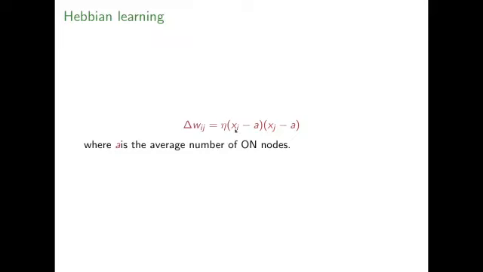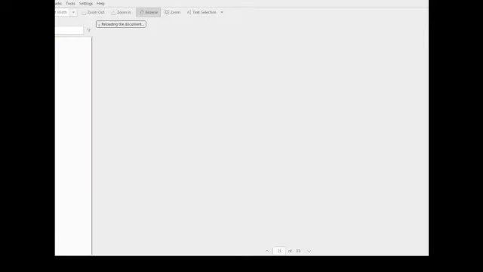And then we have x_i, the on or offness of the ith neuron. So if the ith neuron is on, it's a 1. If the ith neuron is off, it's a 0. The same for the jth neuron. And then the A, well, A is just some number that tells us the average activity of the network.